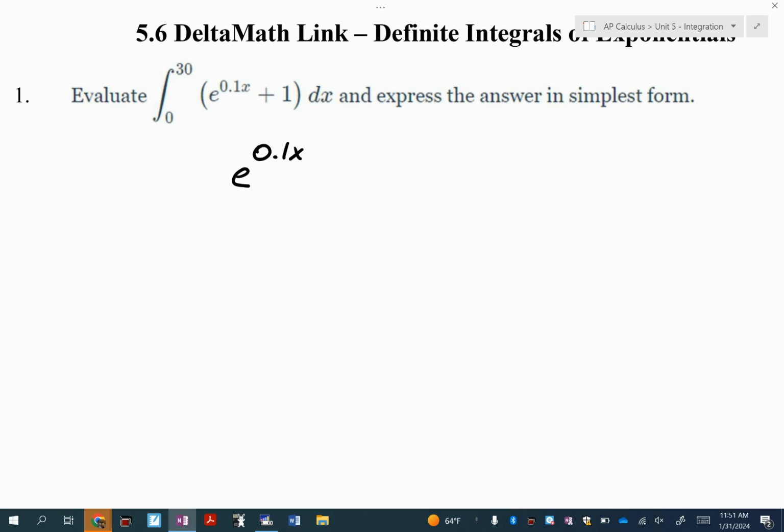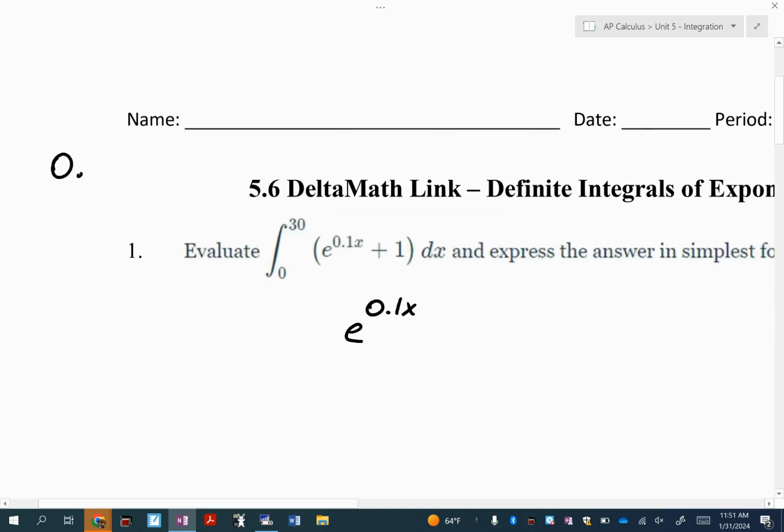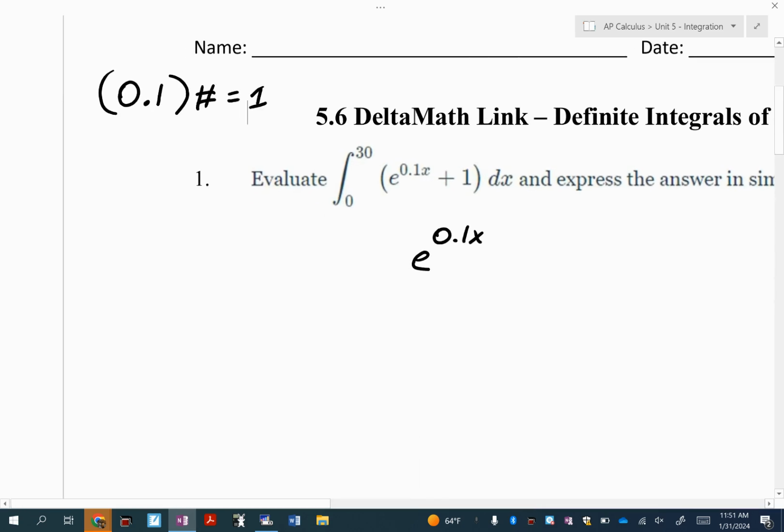If I take the derivative of this, I copy it, which is there, right? But then what's the derivative of 0.1 times x? 0.1. Is there a 0.1 there? No. So what my brain thinks is 0.1 times some number better equal 1. I'm going to show you what my brain is doing, okay? So this 0.1 is going to go there. So 0.1 times some number here needs to equal the number in front of that e, which is 1.